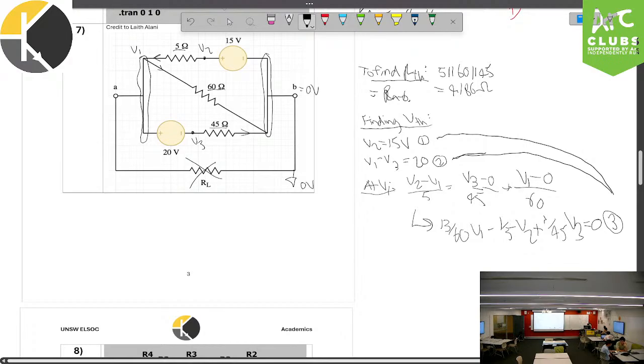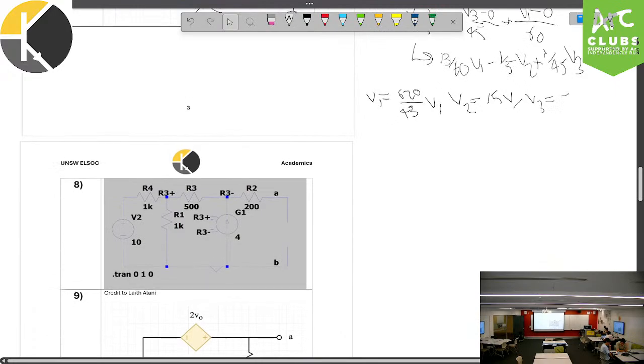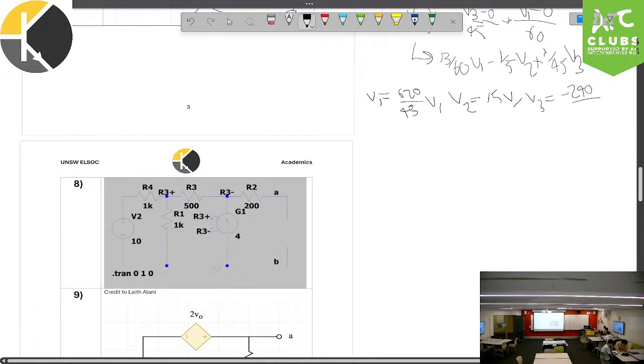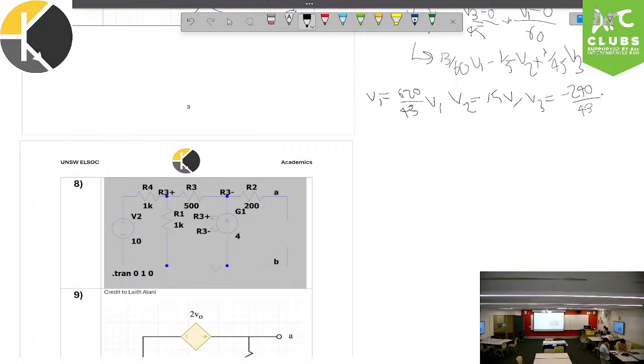I can just quickly give you the answers for them. So V1 would be equal to 620 on 43 volts. V2 would be equal to 15. That's very apparent because we already found it earlier. And then V3 would be equal to negative 240 on 43 volts.